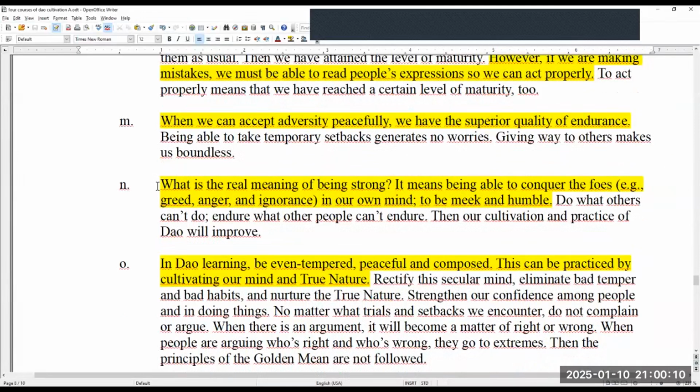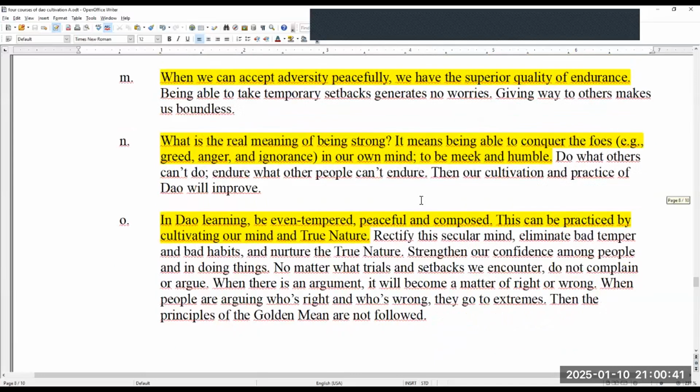What's the meaning of really being strong? It means being able to conquer our foes, the things in our mind, whether it's greed, anger, and ignorance, or many others. So it's important that you be meek and humble, because it is the ability to appreciate the things that are not good, so as to learn about them and overcome them.